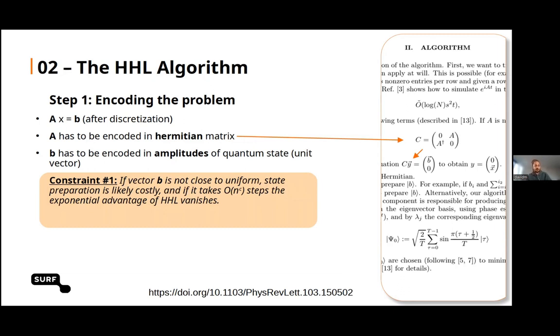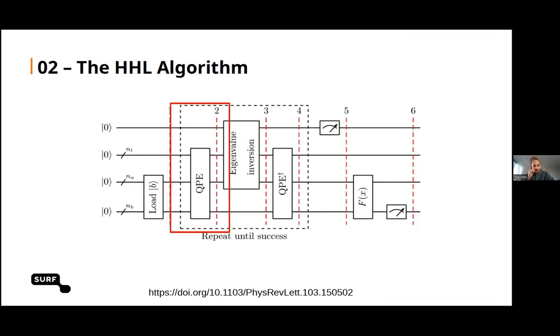And this already comes with the first constraints. If the vector b is not close to uniform, then state preparation is likely very costly, which will negatively impact the exponential speedup. Next slide, please. Then we come to the quantum phase estimation, the next points, the next slide.